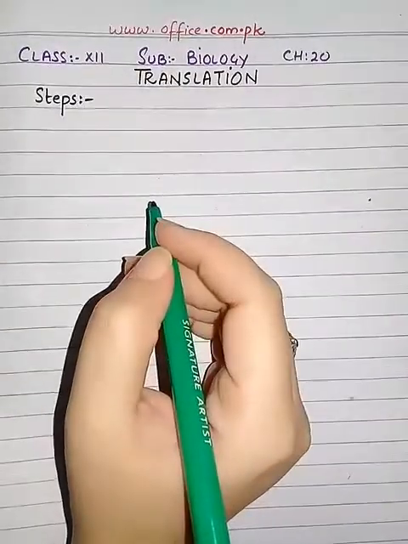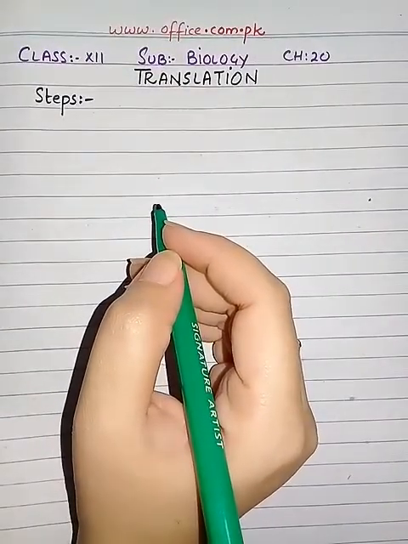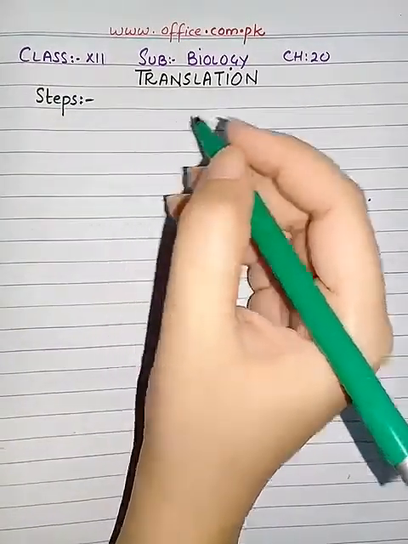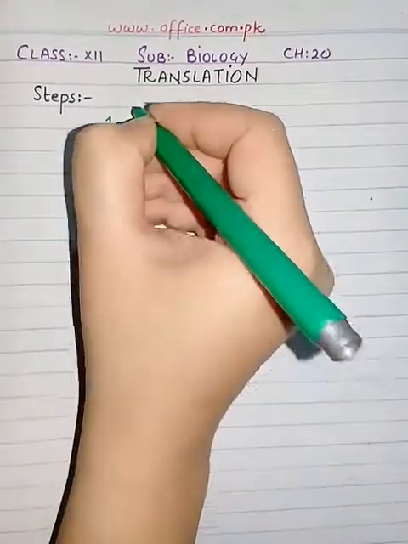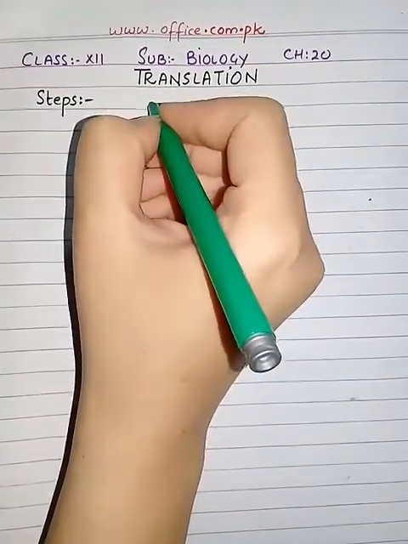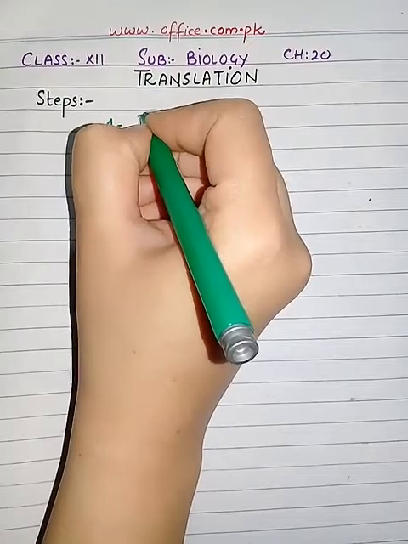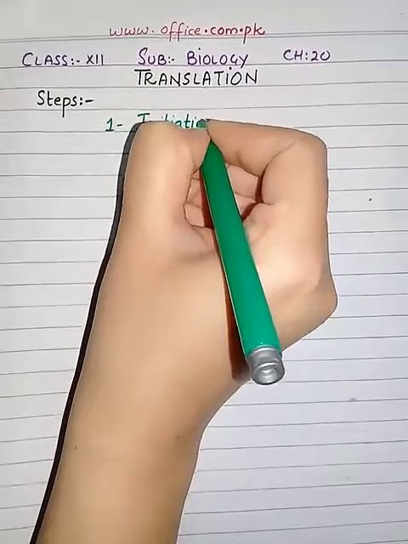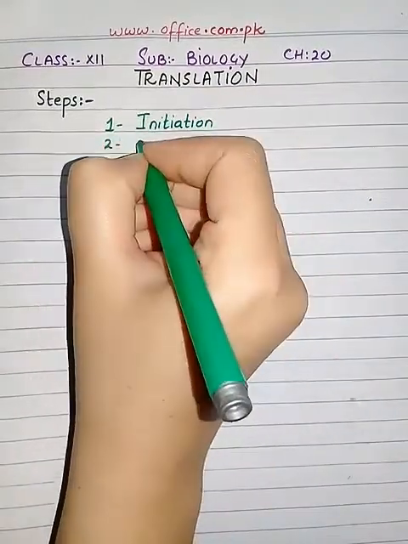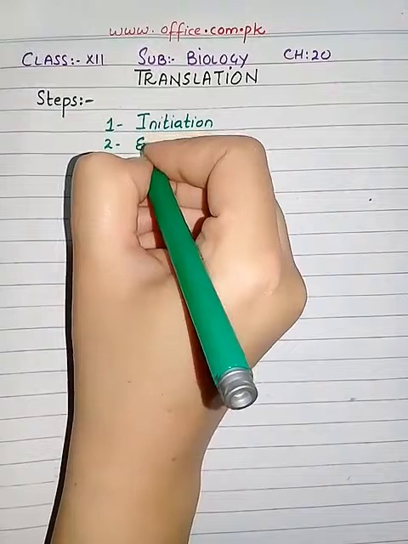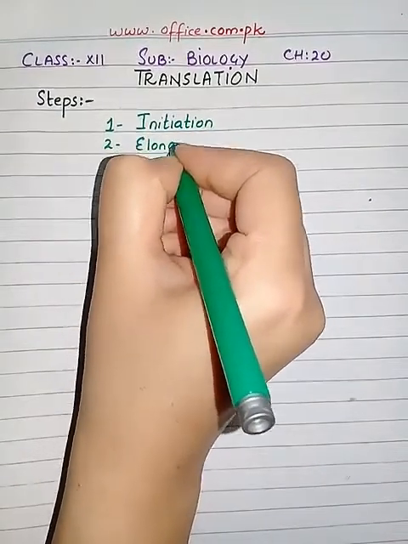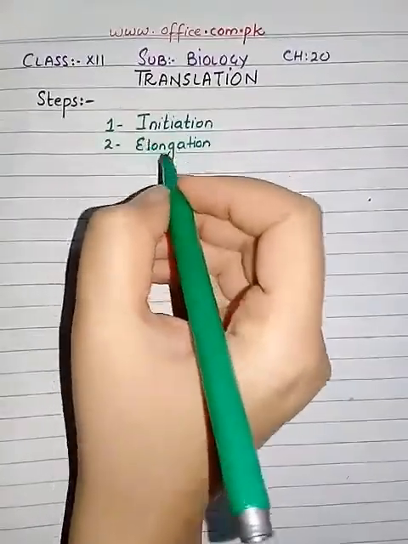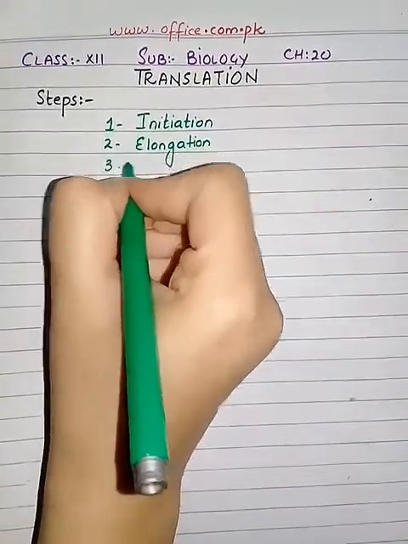Dear students, now let us talk about the steps of translation. There are three basic steps in translation. The first step is initiation. The second step is elongation. And the third step is termination.